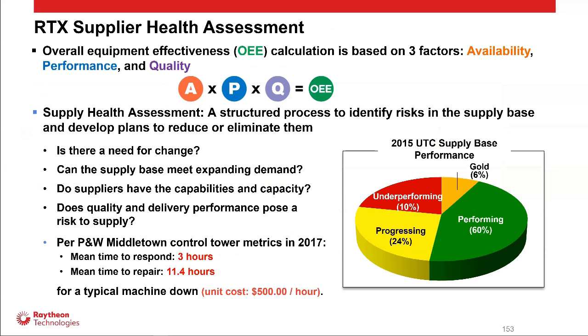This slide shows some internal results. RTX, previously also called UTC, did a supplier health assessment, looking at all the manufacturing facilities and how they perform, internal and external. Overall, you can see only 6% of those suppliers are doing well. The others still have room for improvement. Specifically, almost a third of them still have lots of room to improve their productivity and process reliability.